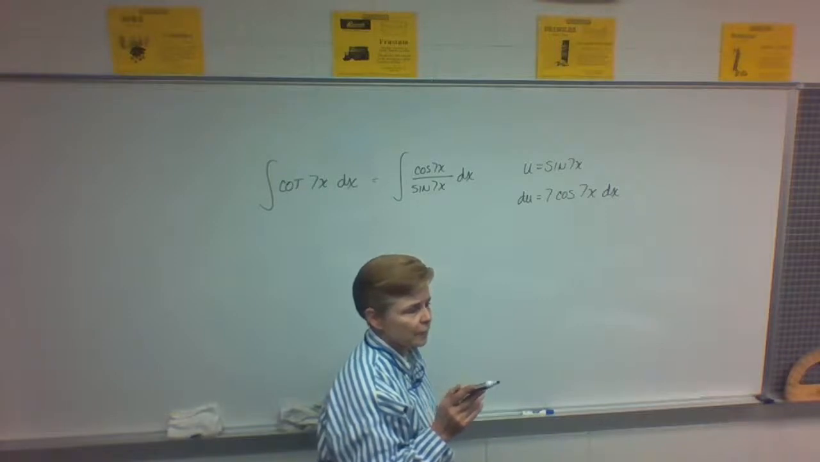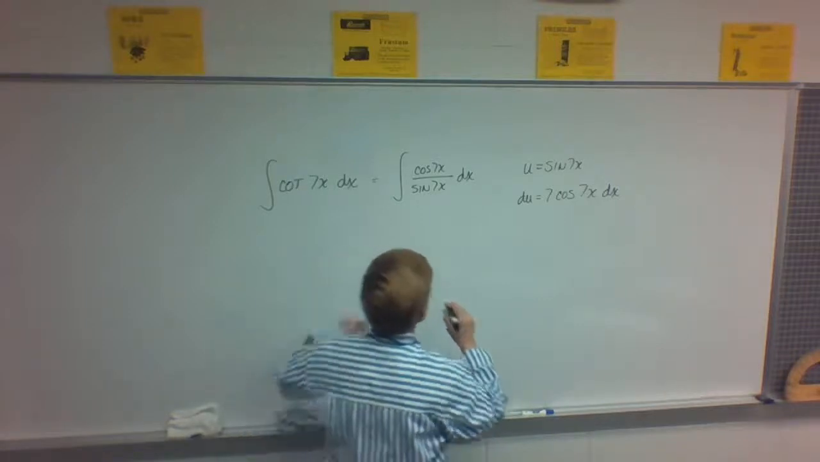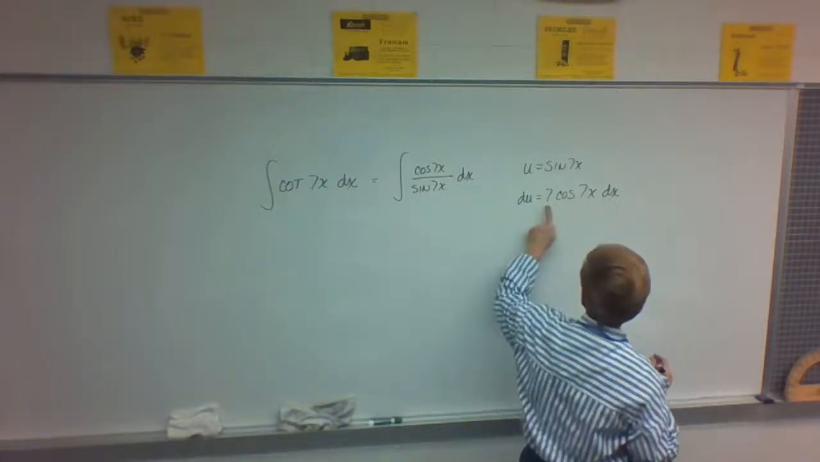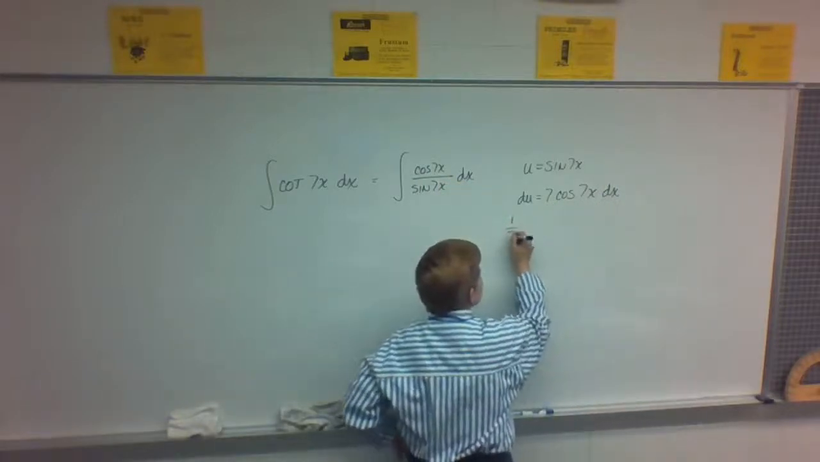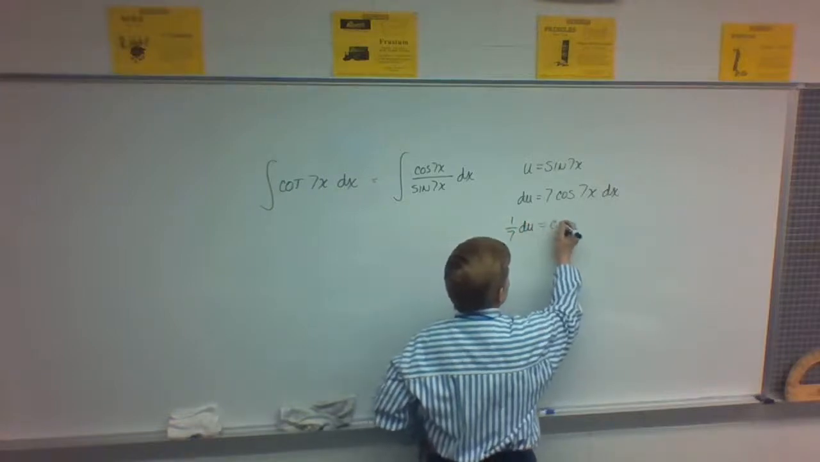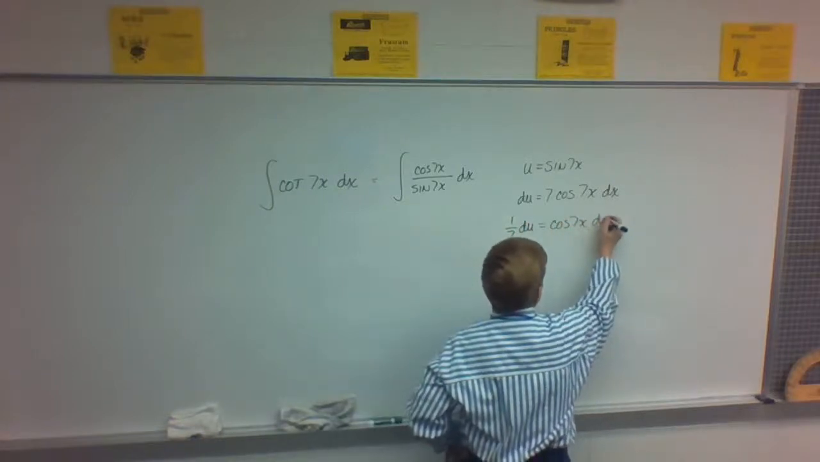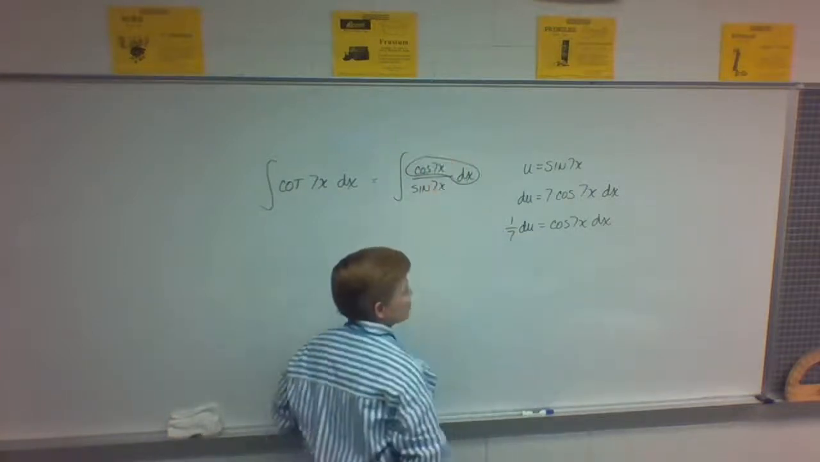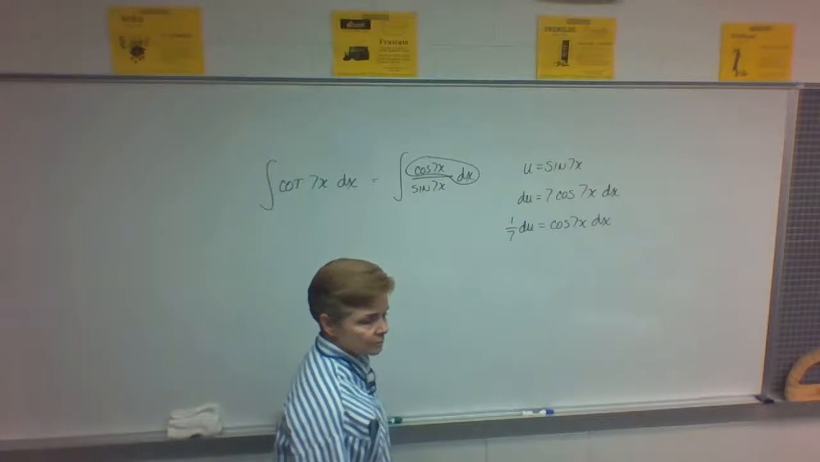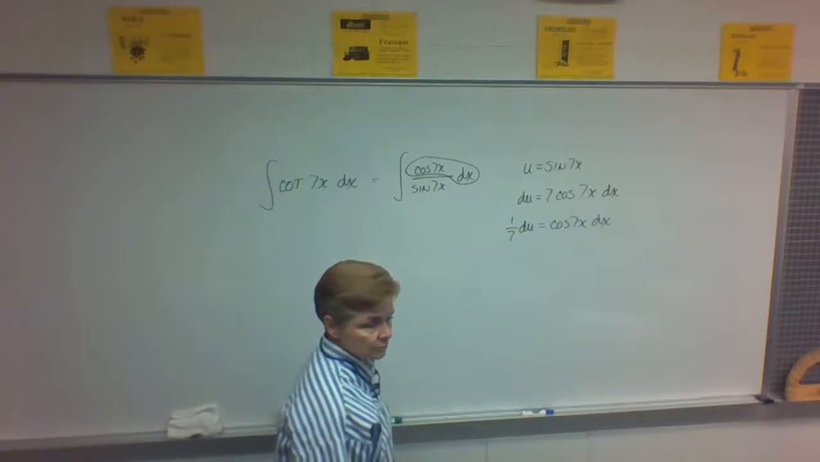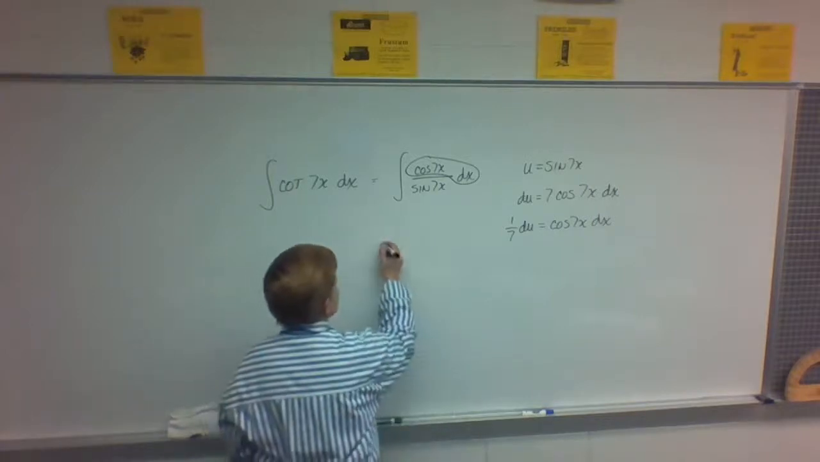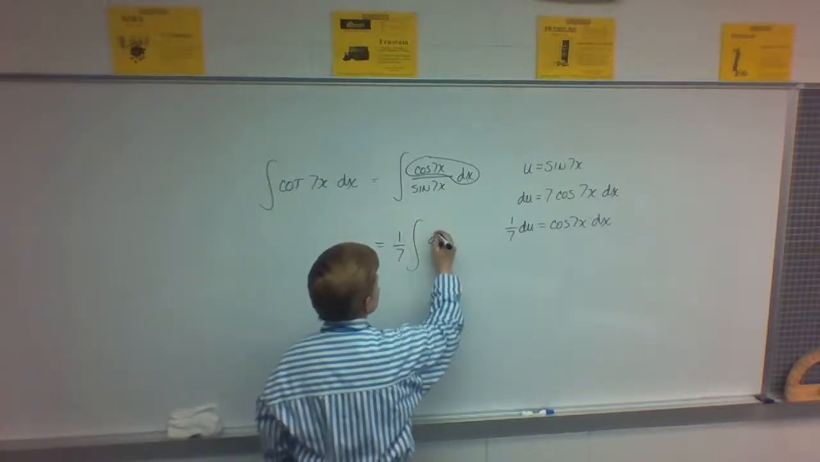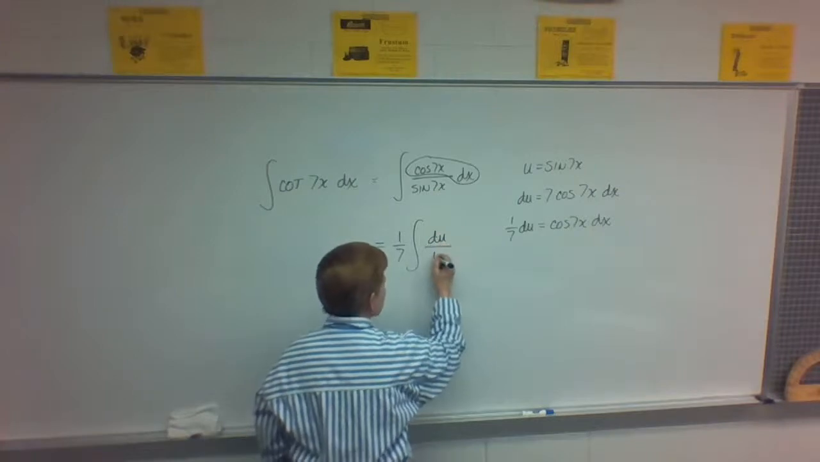Everybody clear? Now, look at what we're anti-deriving. I have a cosine 7x dx, and here it is. That 7 is screwing things up, so I'll go one more step. This thing right here becomes 1/7 du. So we have 1/7, a constant, times the integral of du over u.